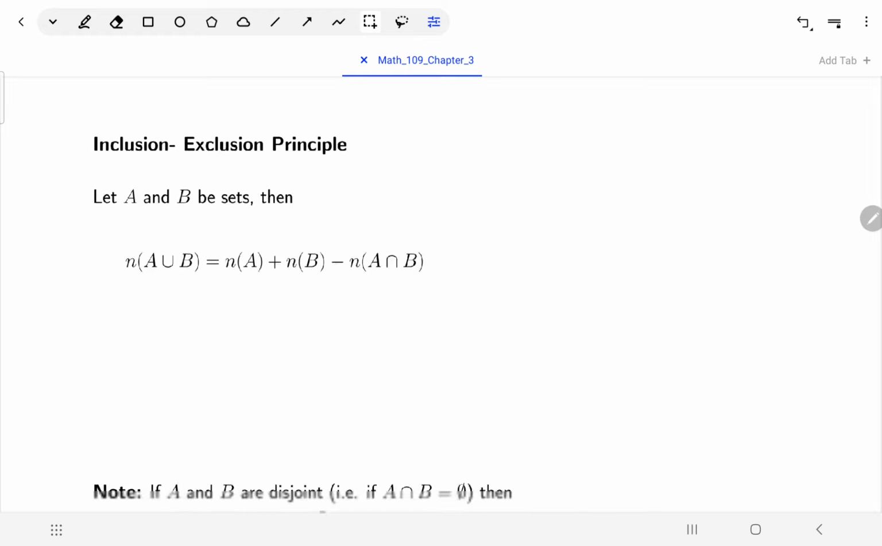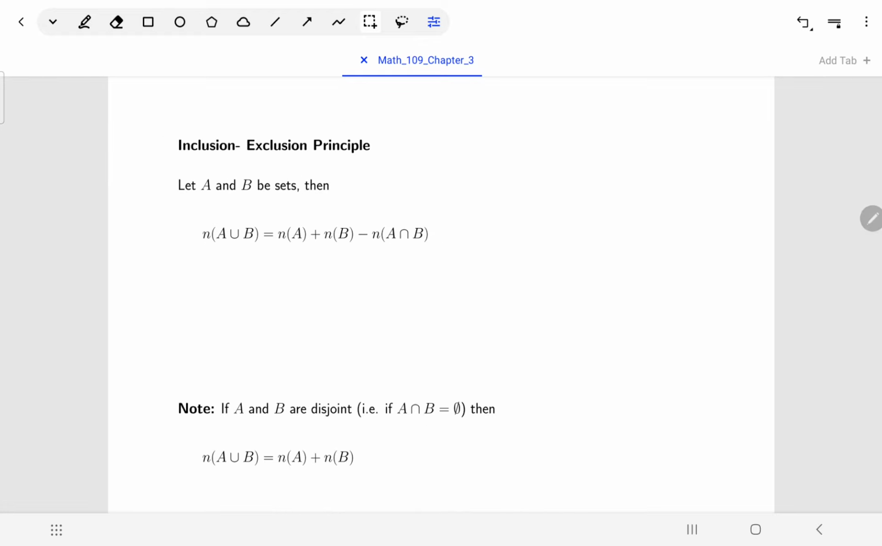Now, good news, if you happen to have disjoint sets, if A and B don't overlap, then the number of things in A intersect B would be 0. So in other words, the number of things in A union B would just be the number of things in A plus the number of things in B minus nothing. So we have a much more compact formula.